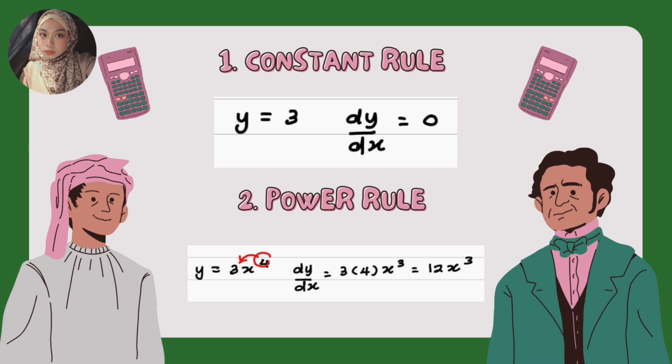Next, we have the power rule, one of the most commonly used rules in differentiation. It is used when you are differentiating a term with x raised to a power. So, as we can see here, y is equal to 3x to the power of 4, meaning that dy over dx is equal to 3 times 4x to the power of 3, which is equal to 12x to the power of 3. In other words, you bring the power down in front, then subtract 1 from the exponent. You can remember it as power down, then minus 1.